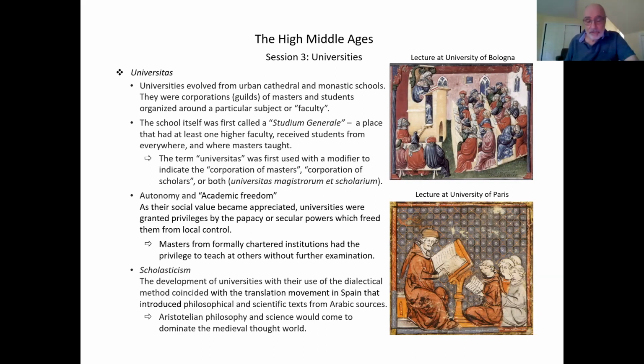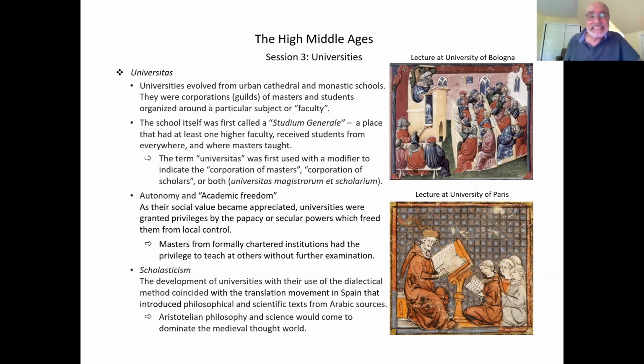They were corporations or guilds. They used the civic guild model that other crafts use, but the members of these guilds were either the masters, that is, the teachers, the magistri, or the students. So sometimes you had universities in which the faculty was organized by the student body, and other times where it was organized by the Guild of Masters. And it was almost always organized around a particular subject area or faculty.